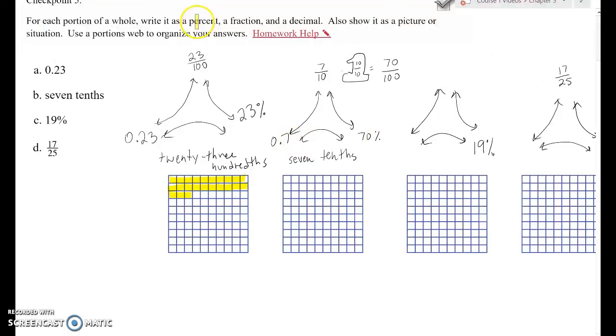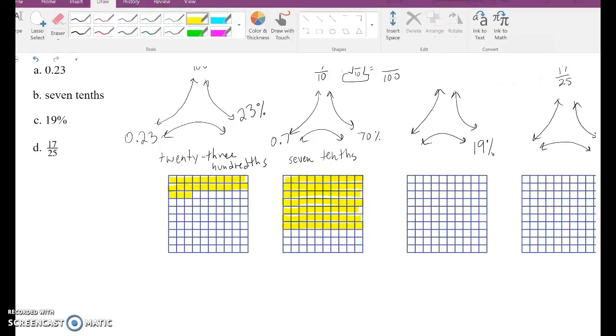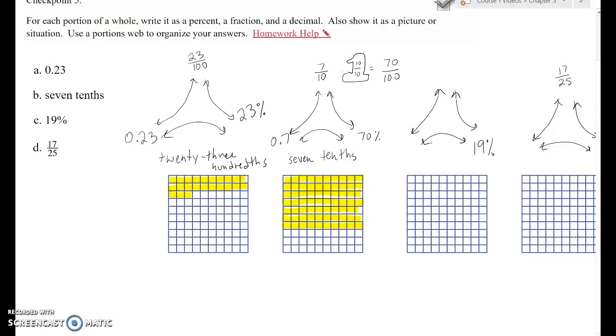So 7 tenths, well, here's 1 tenth, 2 tenths, 3 tenths, 4, 5, 6, 7 tenths, or 7 columns. Individual smaller boxes, 70 out of 100.